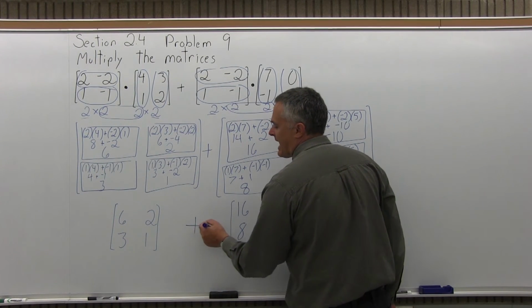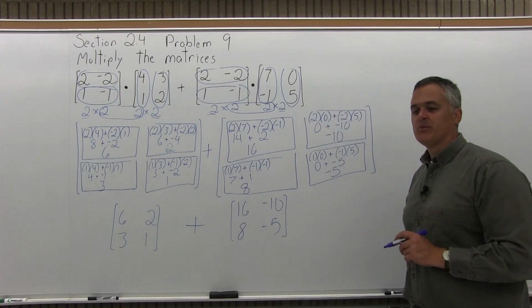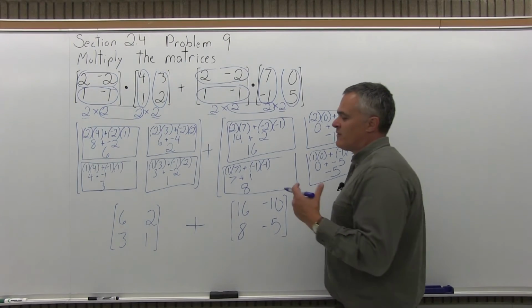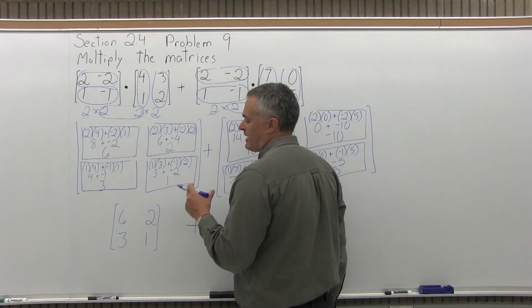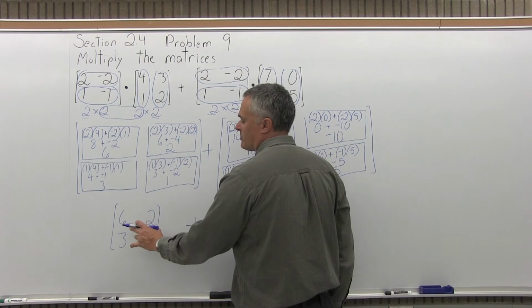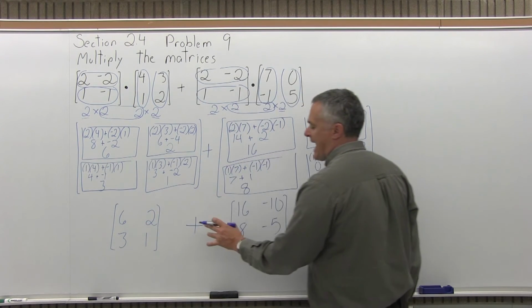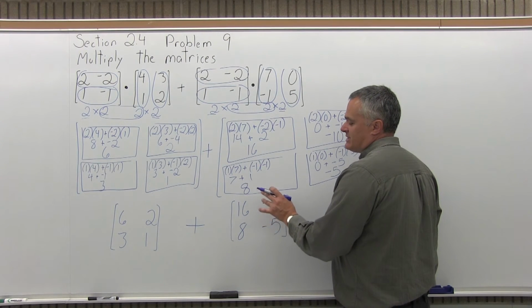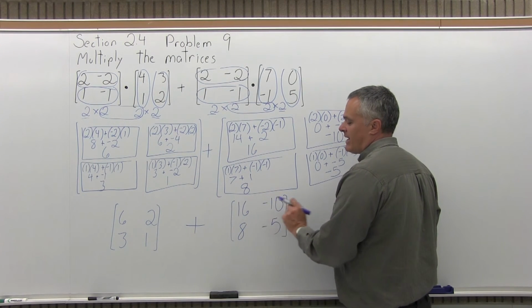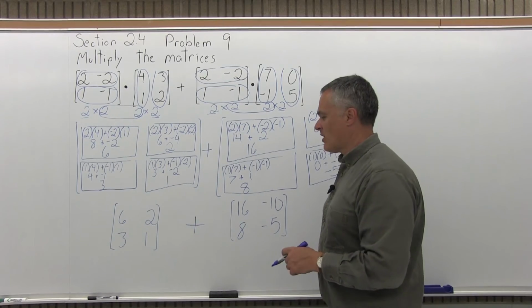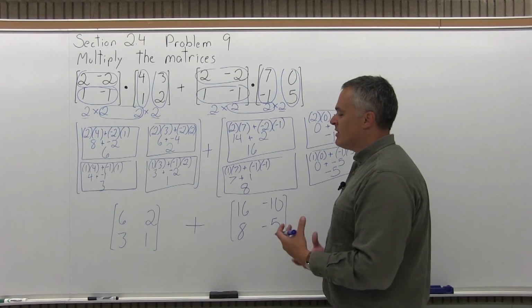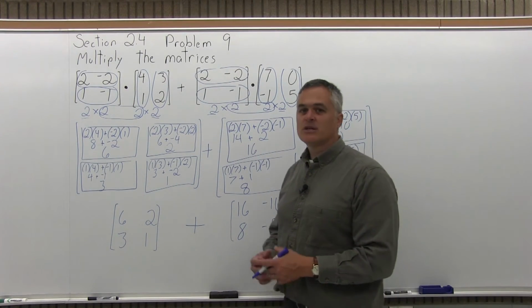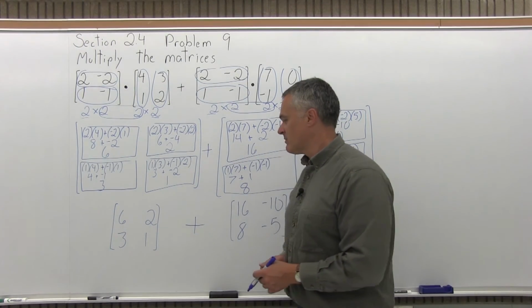And now I'm going to add the two results of my multiplications together. So from the first pair of matrices that I multiplied, I had a result of 6, 2 in the top row, 3, 1 in the bottom row. And I'm going to add that plus the result of the second multiplication, 16, negative 10 in the top row, 8, negative 5 in the bottom row. And when you add the matrices together, it's much easier than multiplying. You're just going to combine the numbers in the corresponding positions.